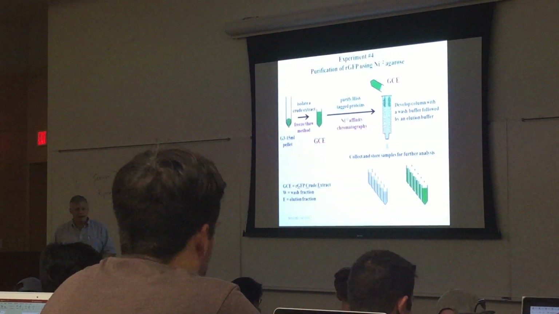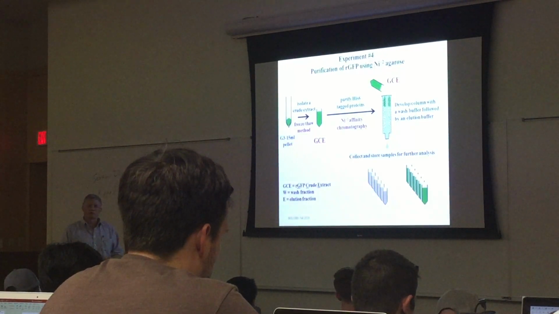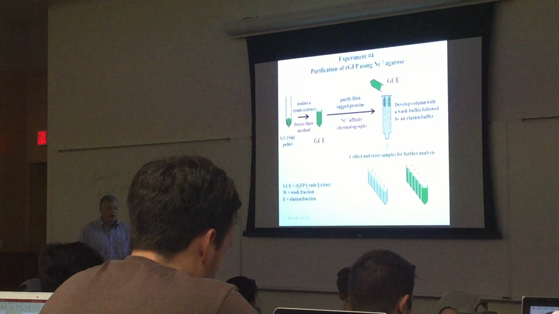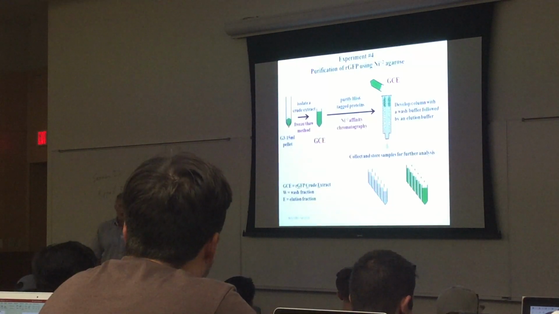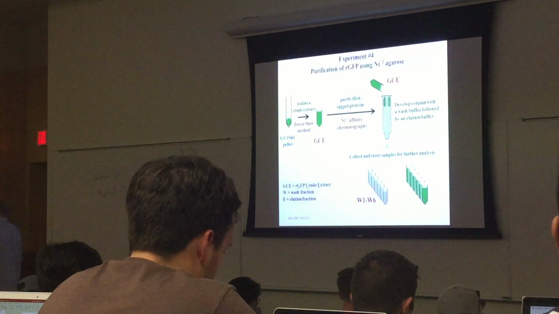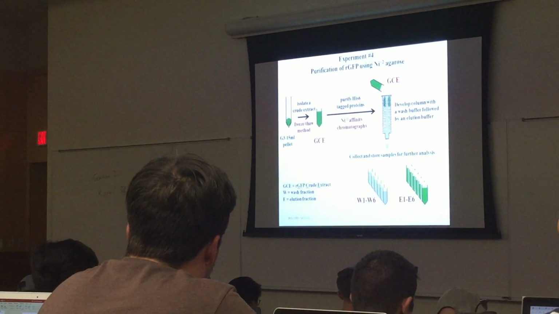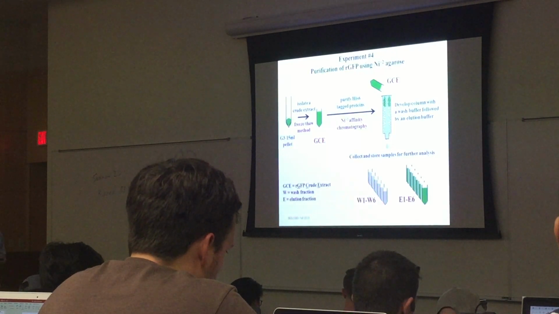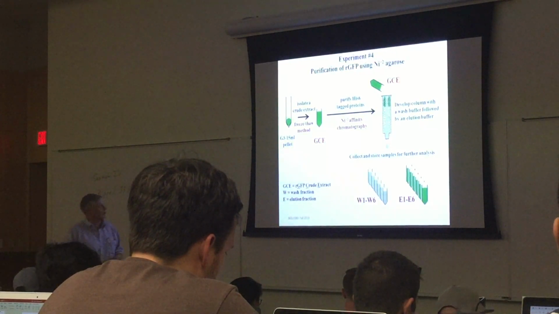We're going to develop that column with a wash buffer and elution buffer, and we're going to collect a multitude of washes and elutions. The ones that are important for the lecture are going to be washes 1 through 6 and elutions 1 through 6. And you'll notice that there's more fluorescence in the elutions than there is in the washes.